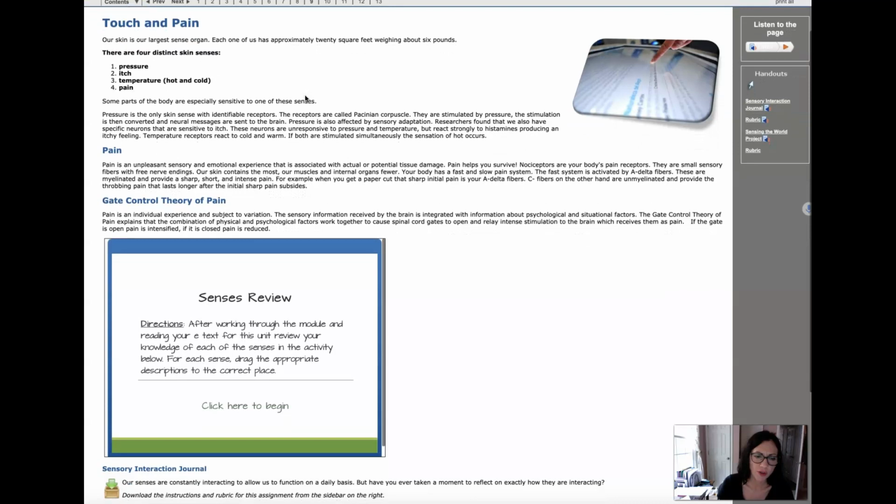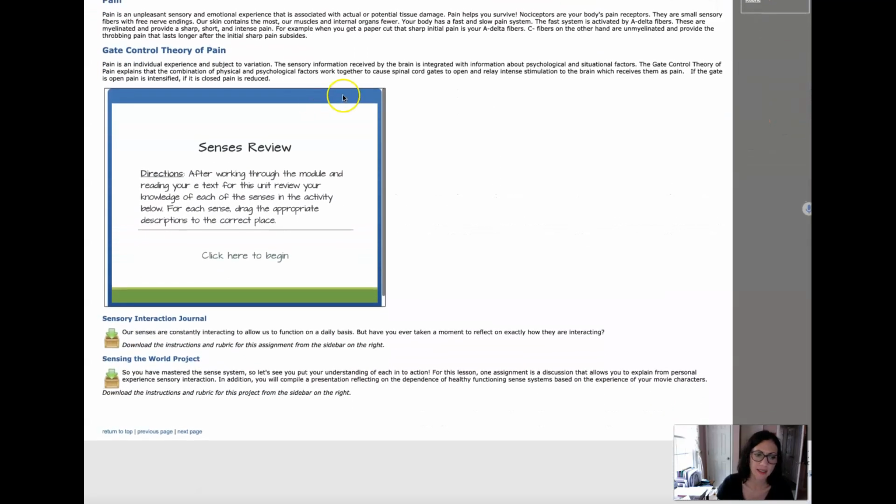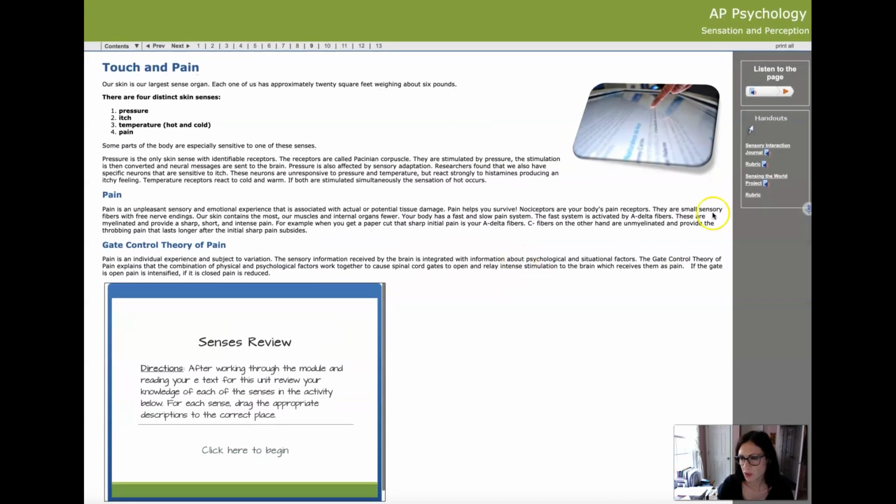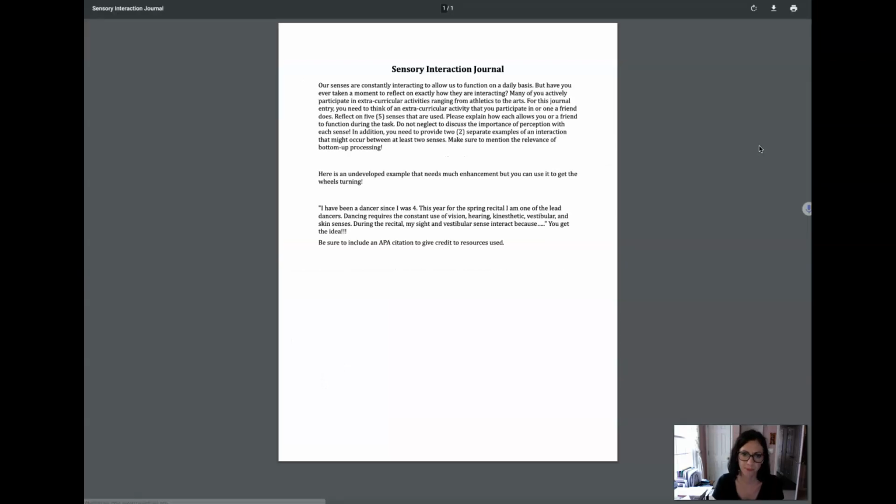And so we've gone through all of the pages in our e-text, and we've gotten down to the bottom where we have instructions to now complete our sensory interaction journal. So I'm going to scroll to the gray bar, and I see the instructions for the sensory interaction journal and my rubric. So make sure you look at your rubric.